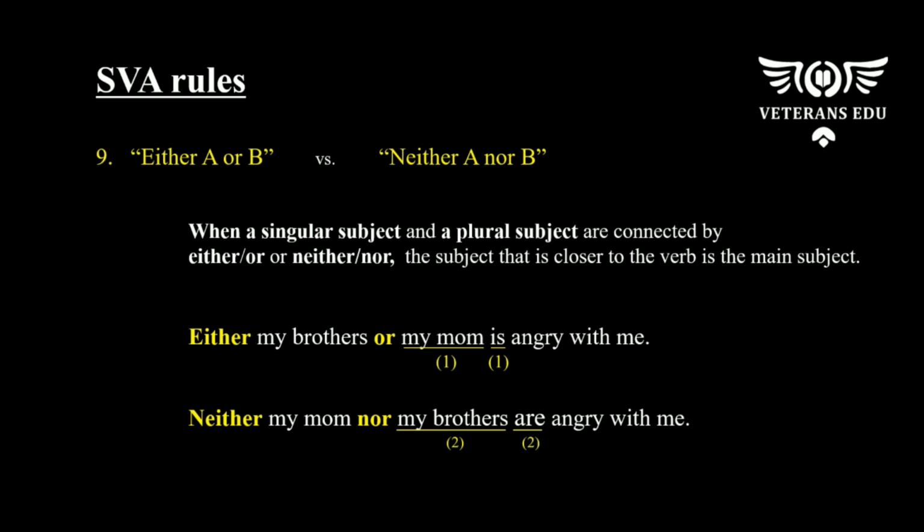For example, in the sentence, either my brothers or my mom is angry with me, the subject is the words my mom because it is close to the verb is and it is singular. However, in the second sentence, neither my mom nor my brothers are angry with me, the subject is plural, my brothers, because it is this word that is close to the verb this time.